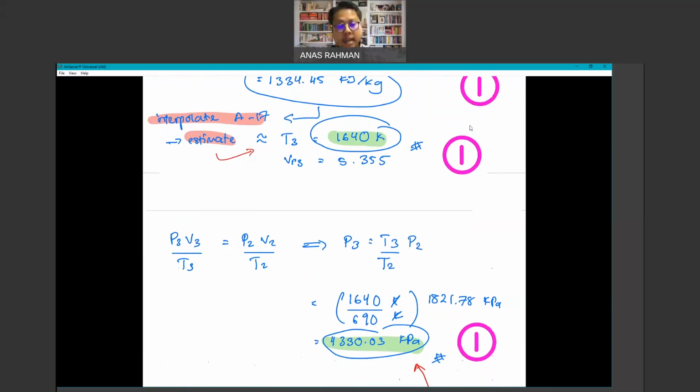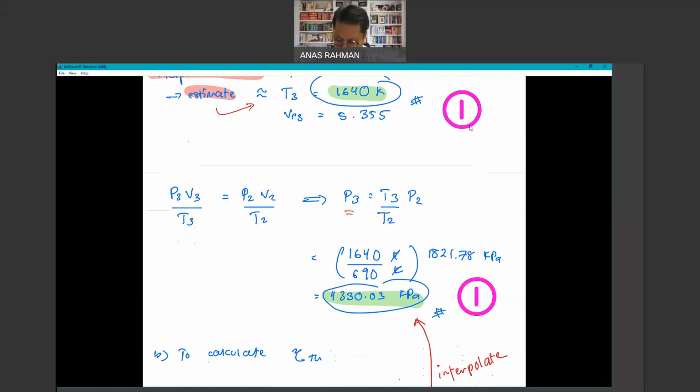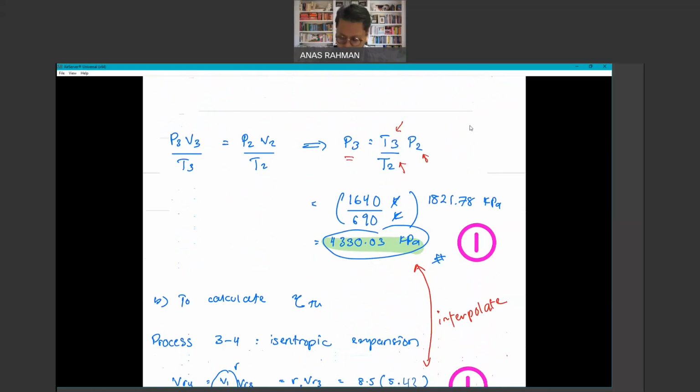So we can use the ideal gas equation again. Rearranging, find P3. Okay, we have these two values. We have also P2. Substituting everything, you'll get your answer, 4,300 something kilopascal. Okay, remember, I'm not looking at the final values. I'm looking at the steps.